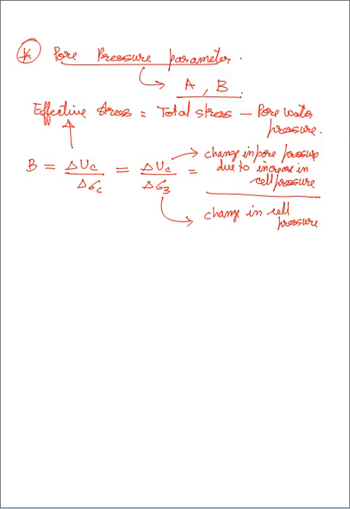Okay, so we know what sigma 1 is. Sigma 1 is the major principal stress, and sigma 3 is the minor principal stress. Now sigma 1 minus sigma 3, that we also know, is sigma D, the deviator stress.